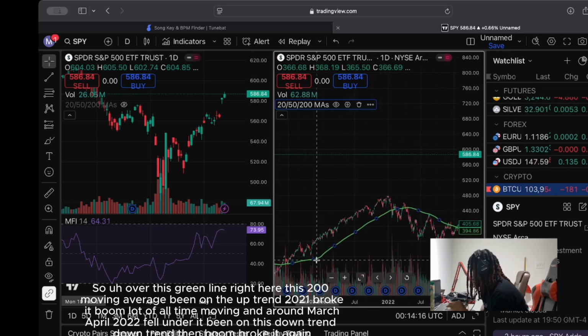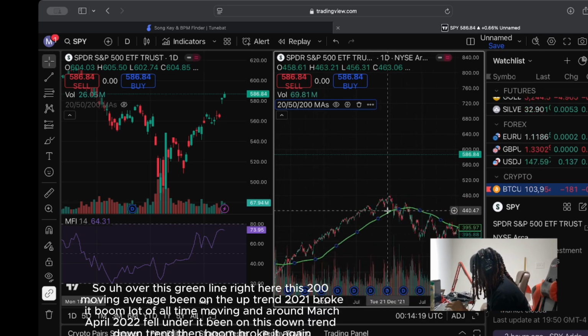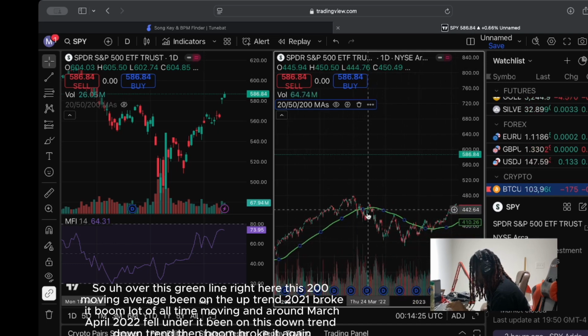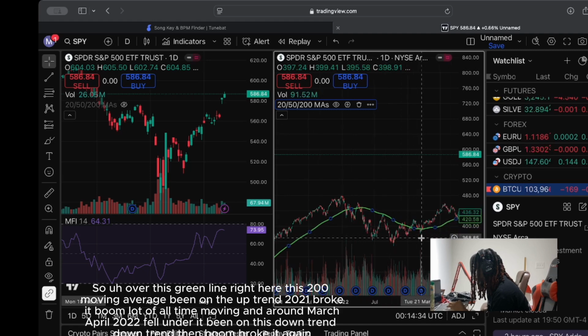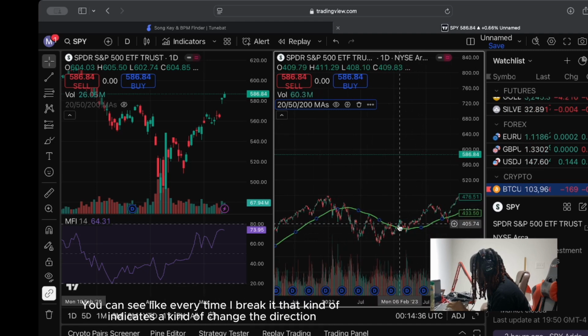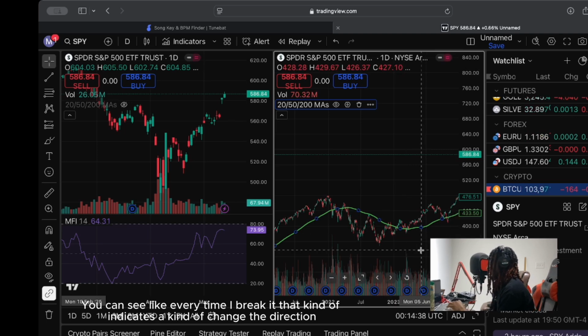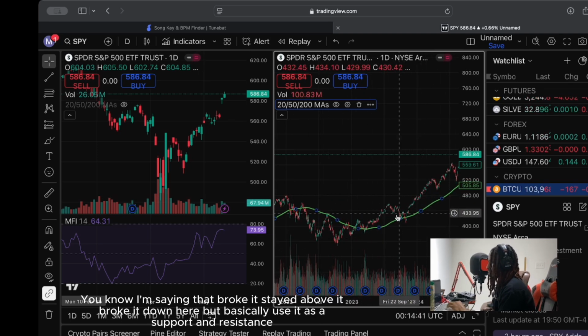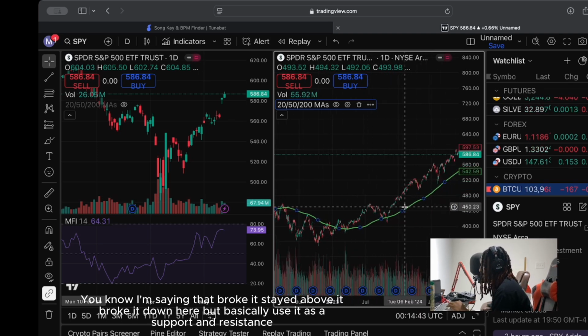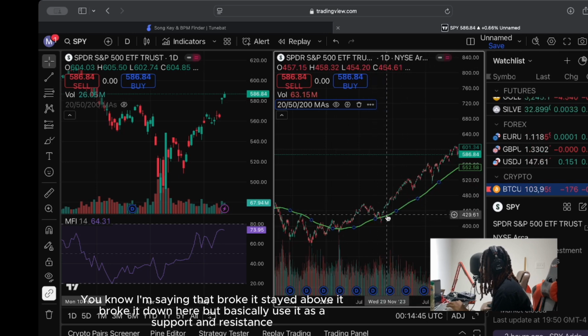So over this green line right here, this 200 moving average, it's been on the uptrend. In 2021 it broke it, boom. A lot of volatile movement around March, April 2022. Fell under it, been on a downtrend. Then boom, broke it again. You can see every time it breaks it, that kind of indicates a change of direction. You know what I'm saying? It broke it, stayed above it, broke it down here, but basically you use it as support and resistance.